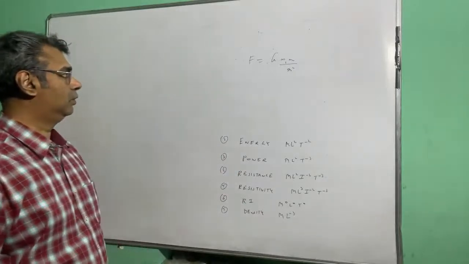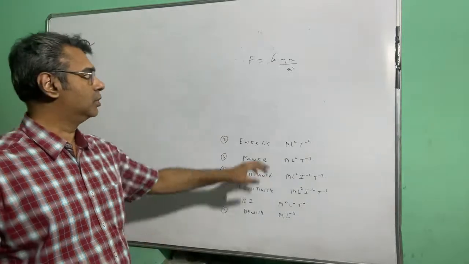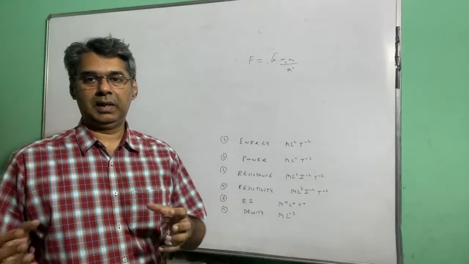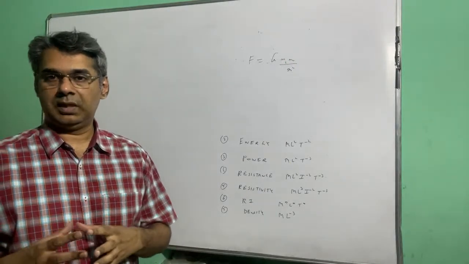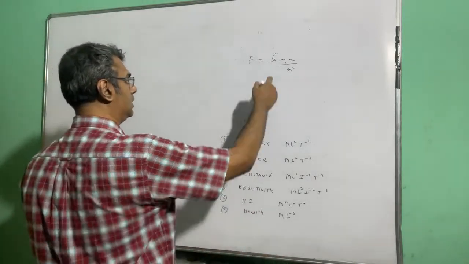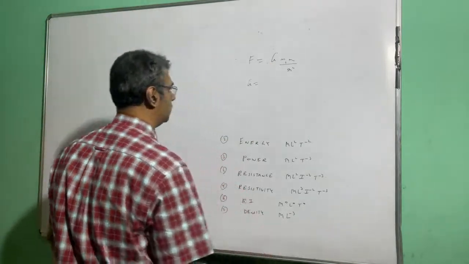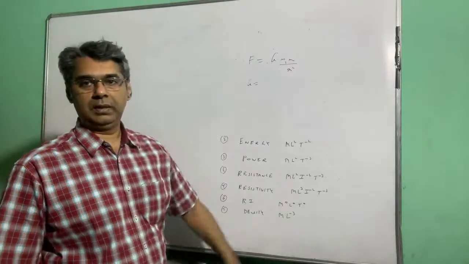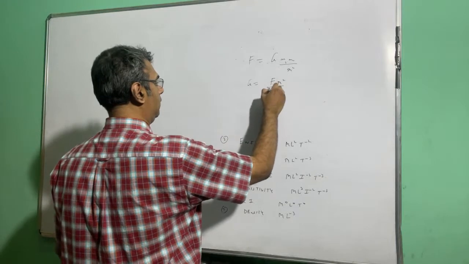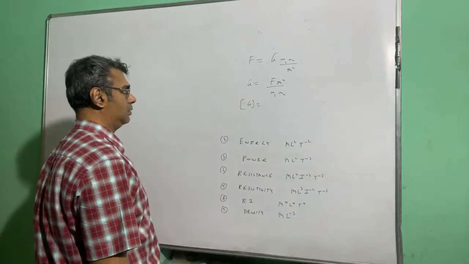So let us say you have a formula like this, F equal to G into m1 into m2 by r square. This is a formula to find the gravitational force between two bodies whose masses are m1 and m2. In this formula, we want to find the dimension of G. So first we will say that G is F into r square by m1 into m2.